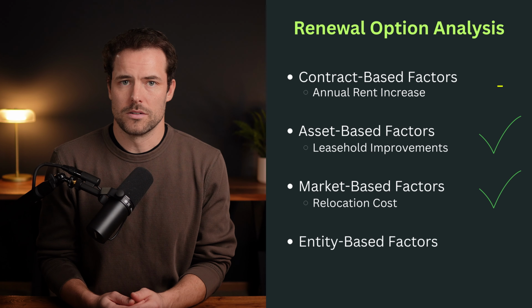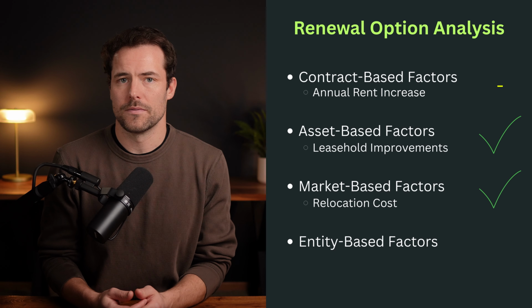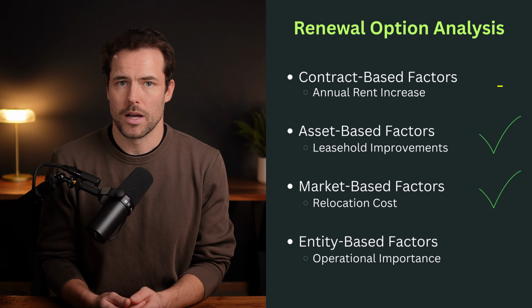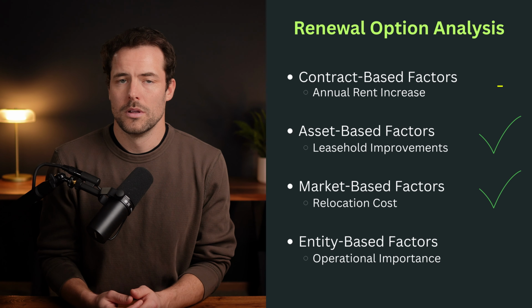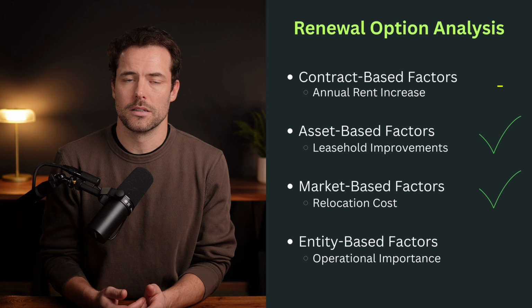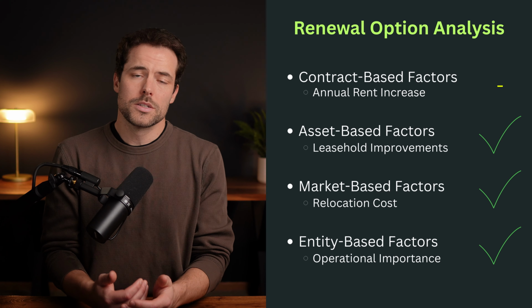Finally, entity-based factors include how important this Austin office is to our operations. If we only needed space for a short-term project, that would argue against renewal. But if our plan is to maintain a long-term Austin presence and the office supports our business growth, that suggests we're likely to extend. So there's certainly a lot of judgment involved, but based on these factors, we could support a conclusion that we are reasonably certain to exercise the renewal option. So we'll use a 5-year term, the initial 36 months plus the 24-month renewal.